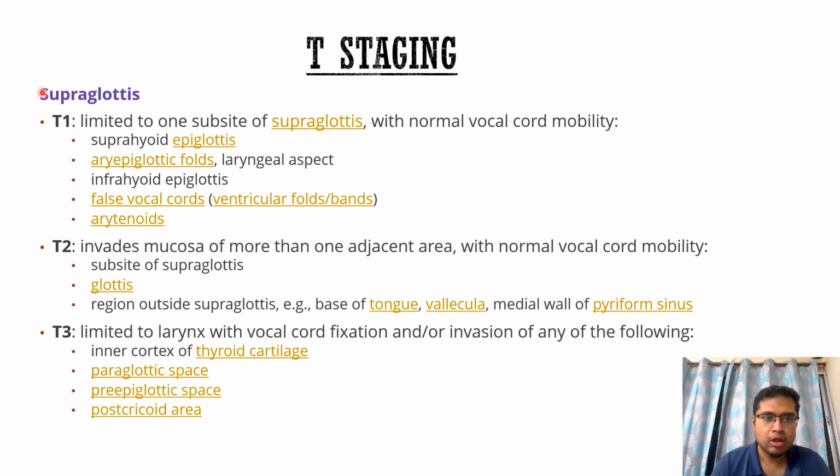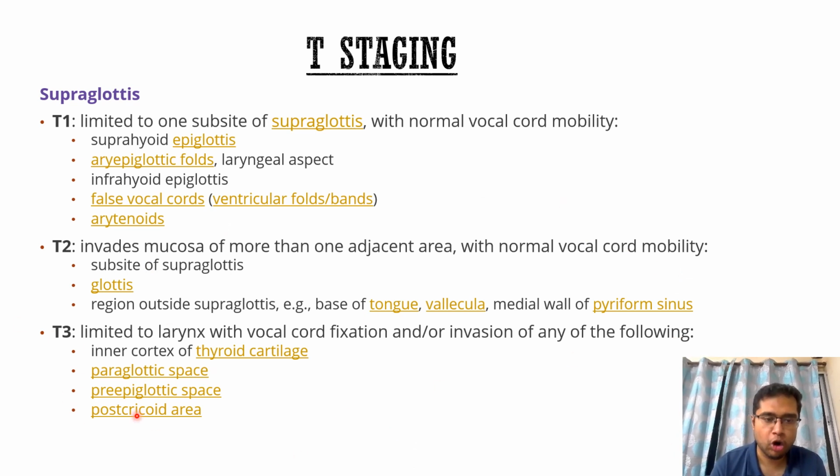for all. For the supraglottis, T1 is where the tumor is limited to one subsite of the supraglottis with normal vocal cord mobility, involving the suprahyoid epiglottis, aryepiglottic folds, false cords and arytenoids. While in T2 it invades the mucosa of more than one adjacent area with normal vocal cord mobility.